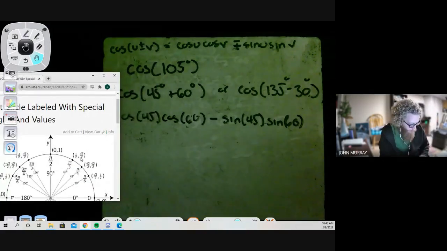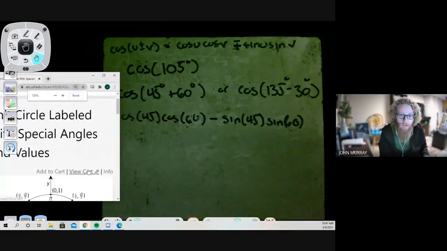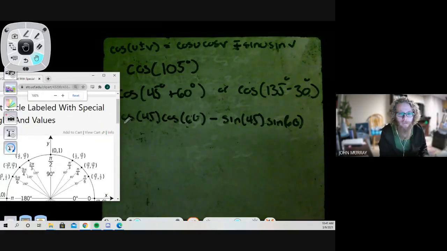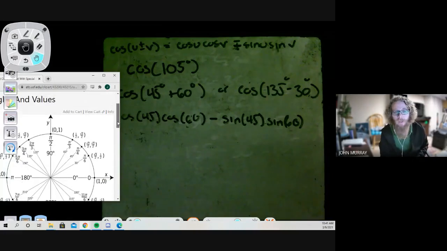And let's zoom in a little bit too, and that's not helping. Okay.